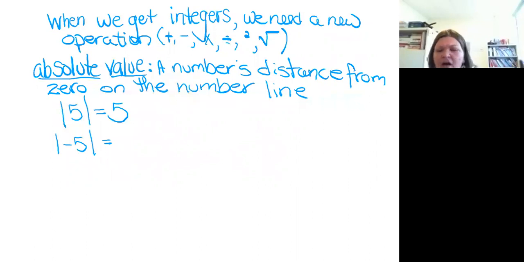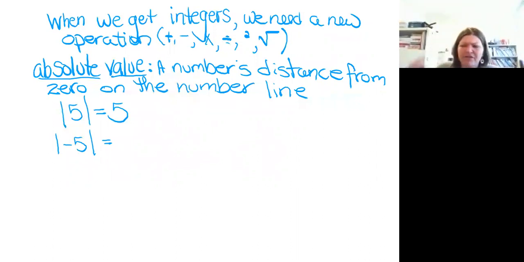Because if I want to talk about how far is negative 5 from 0 on a number line, see that language I'm using, how far? It's a measure of distance. And distance cannot be negative. I'll say that again. Distance cannot be negative. Of course it can't be negative.